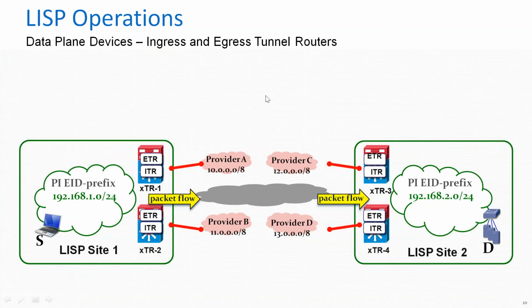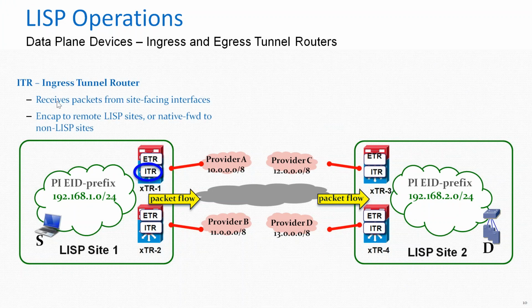Here you can see that in this particular diagram, it's a very important diagram. I have some subnets going from one place to another, correct? Now, you can see that I have tunnel router 1, tunnel router 2, tunnel router 3, tunnel router 4. Inside each tunnel router, I have an egress tunnel and an ingress tunnel. Now, if I have to send a packet, how can I send it? First of all, the ingress tunnel router. What is the use of the ingress tunnel router? It will receive the packet from the site facing interface. So it is receiving the packet from here.